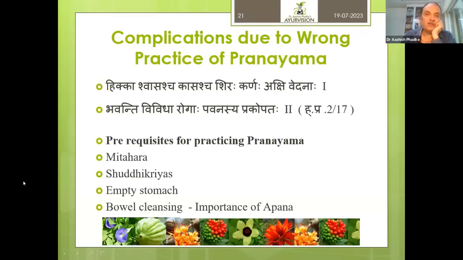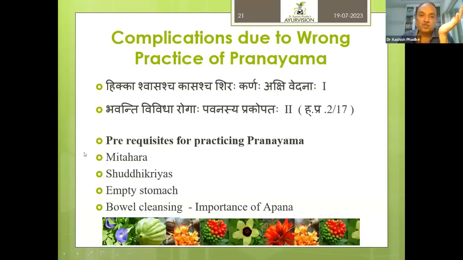Okay, now what are the complications? If you do it wrongly, it can create hikka, shvasascha, kasascha, shirah karna akshi vedana, bhavanti vividha roga pavanasya prakopata. So what are these? Hikka means hiccups, Shwasa means bronchial asthma, Kasa means bronchitis, Shira Vedana means headaches, Karna Vedana means earache, and Akshi Vedana means pain in the eye.